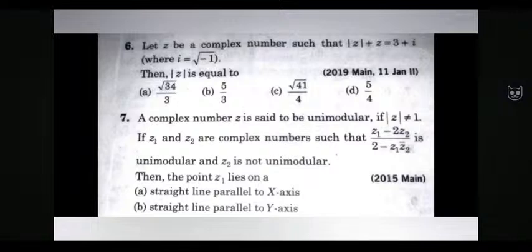Question: let z be a complex number such that mod z plus z is equal to 3 plus i, where i is equal to square root of minus 1. Then mod z is equal to, so find the mod z value.